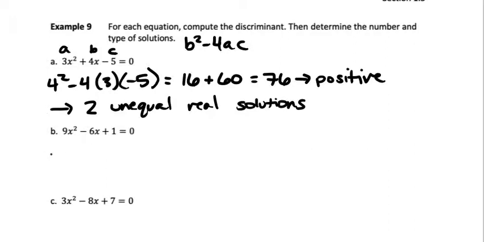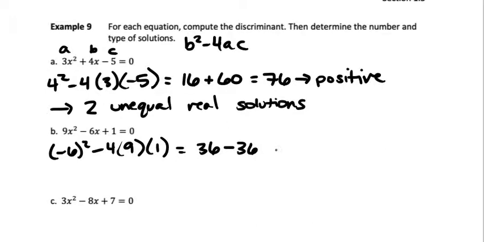Part B, plugging in, we have negative 6 squared minus 4 times 9 times 1. Negative 6 squared is going to be positive 36. And 4 times 9 times 1 is also 36. So we have 36 minus 36, which is equal to 0. And if the discriminant is 0, exactly 0, then that tells us that there's going to be one solution.